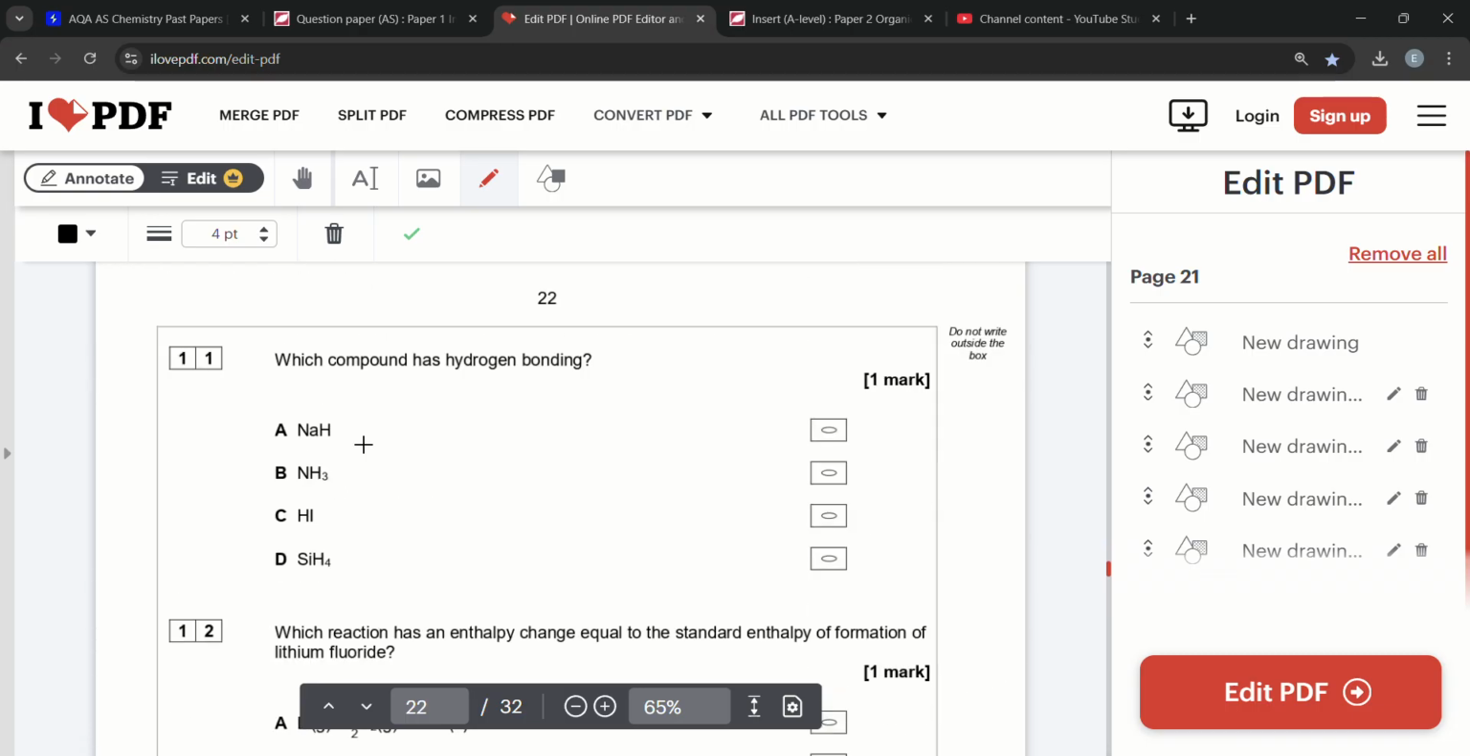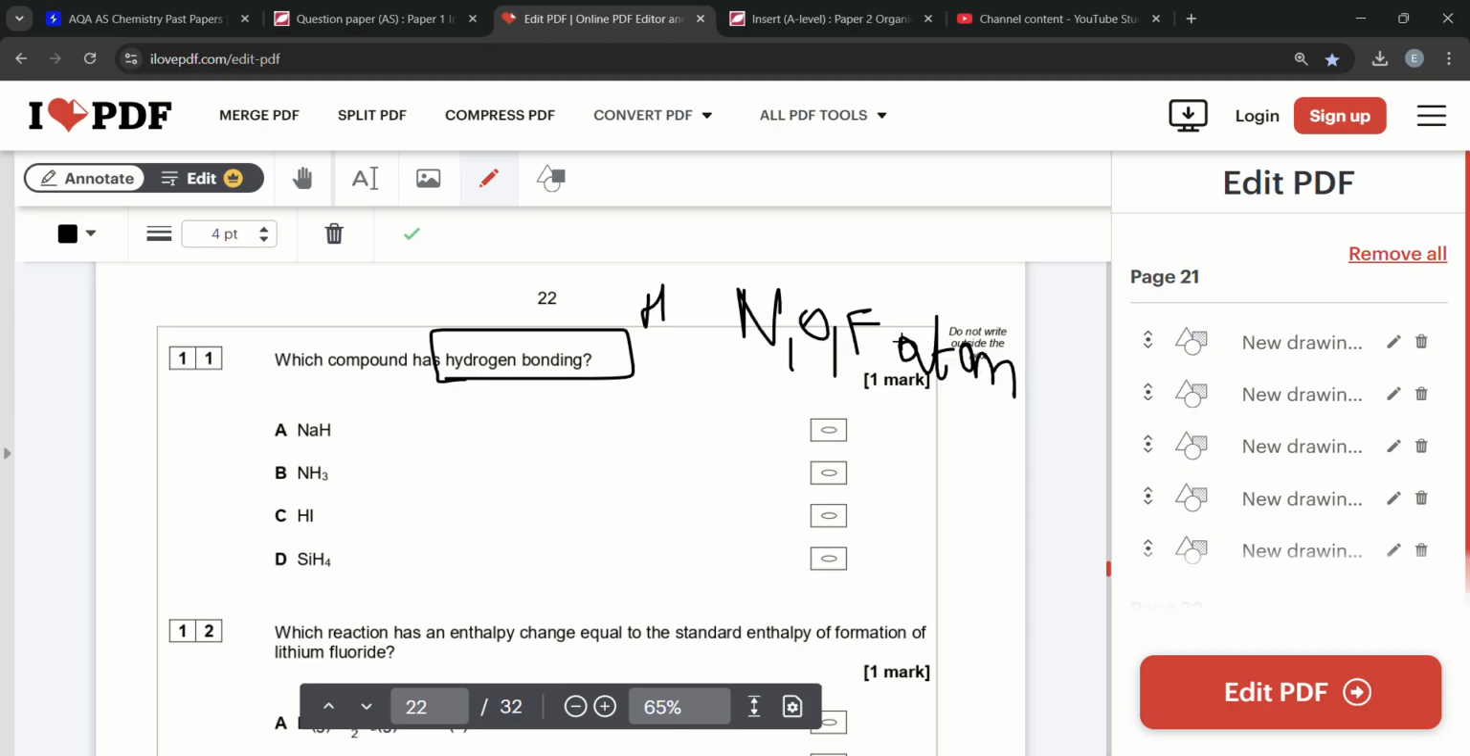Question 11. Which compound has hydrogen bonding? This question, a lot of the time it's which compound has the highest boiling point and melting point. You have to determine which one has hydrogen bonding. In this case, it's literally telling you which compound has hydrogen bonding. So remember, hydrogen bonded to an NOF atom. Electron deficient H atom bonded to one of these 3. In this case, no. In this case, it could be this. C, NOF, H is bonded to I, no. D, SiH4, no. So the answer is B, it must be B.